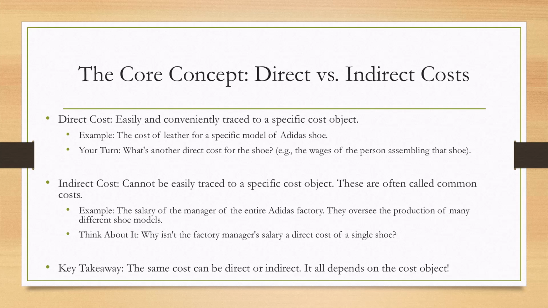For instance, the salary of the Adidas factory manager is an indirect cost of a single shoe. Why? Because that manager oversees the production of thousands of shoes across many different models. It would be impractical, if not impossible, to trace a tiny fraction of their salary to one specific shoe. So the key takeaway here is critical. A cost isn't inherently direct or indirect. It all depends on what you define as the cost object.